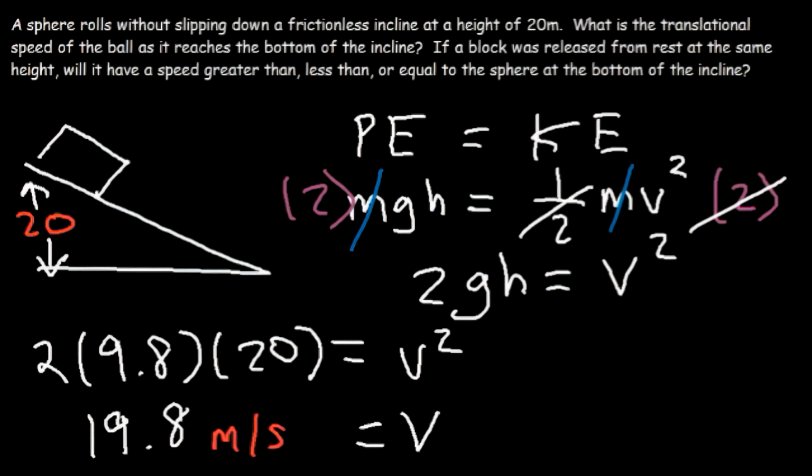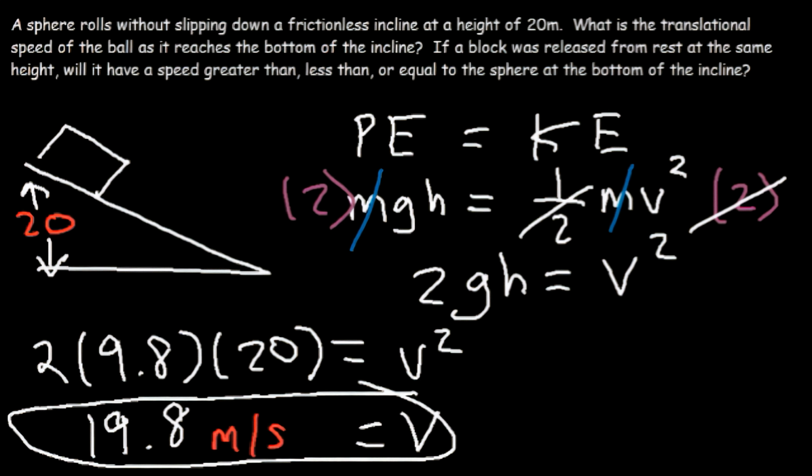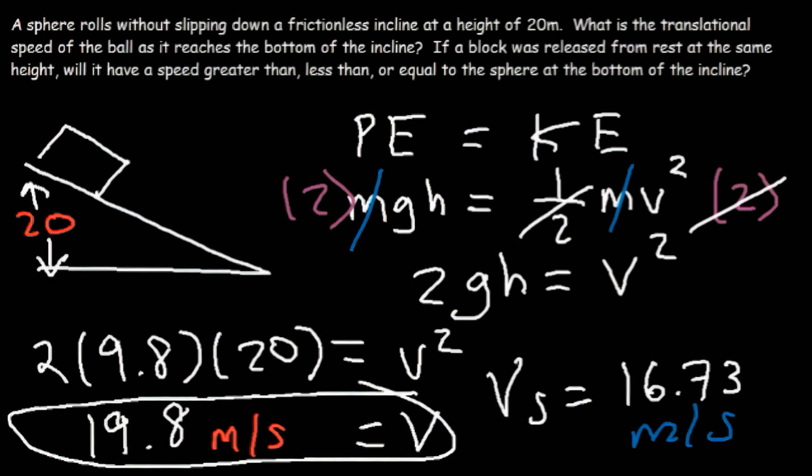So this is the speed of the block as it slides down. Notice that it's significantly higher than the sphere. The speed of the sphere was about 16.73 meters per second. And it makes sense why the block slides down with a greater speed.